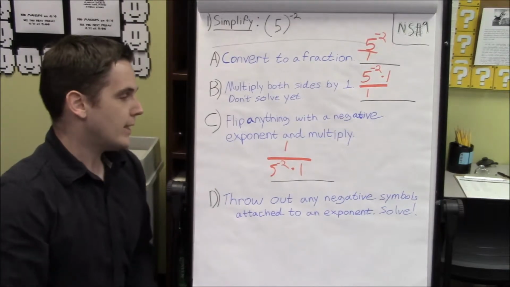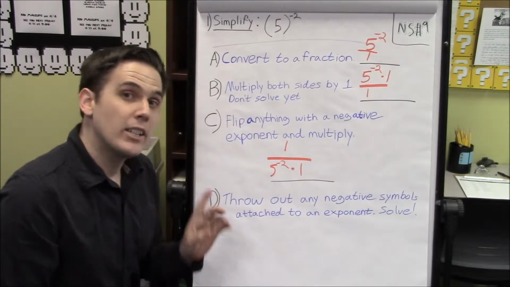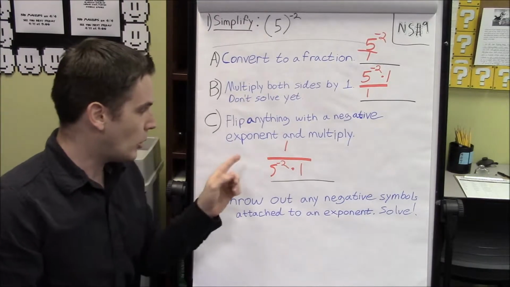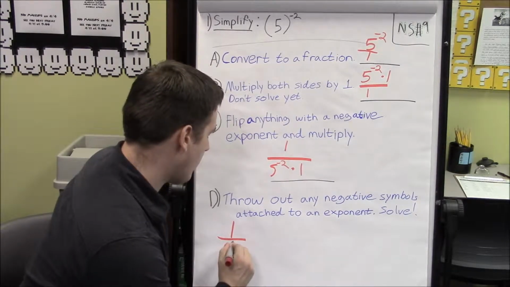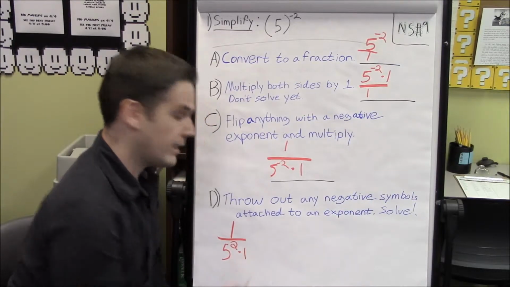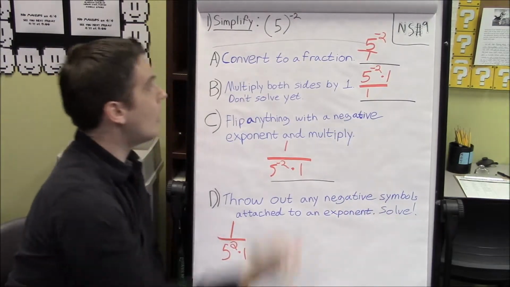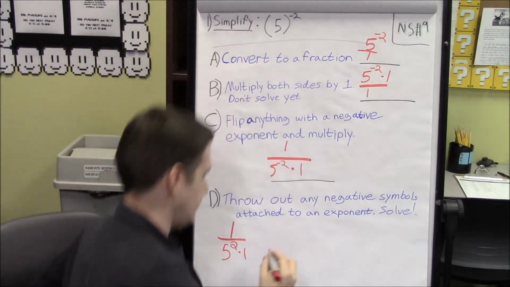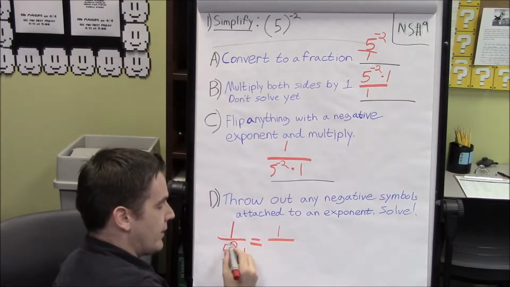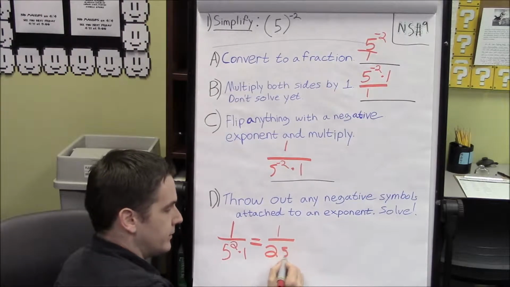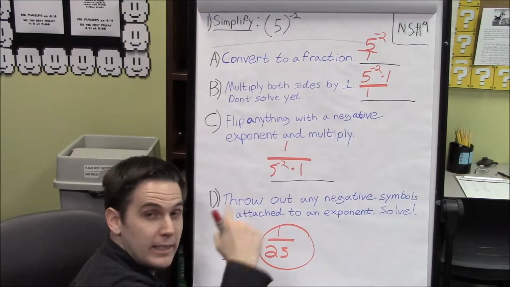D. Throw out any negative symbols attached to an exponent and then solve. Just the symbol, not the number. What do I mean by that? So we're going to rewrite this problem. 1 over 5 to the positive 2 times 1. We threw out the symbol. Now we've got to solve. We've got to simplify. 1 over 5 to the second power is 1 over 25. Times 1 is just plain 1 over 25. So we are done.